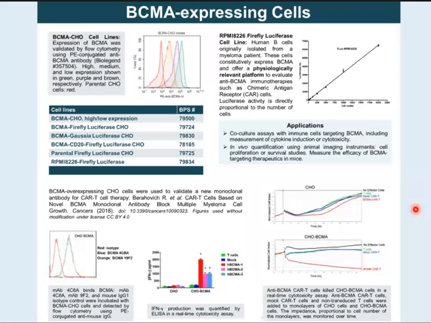BPS biologists have also generated a series of BCMA-expressing cells listed in this table. The BCMA CHO cells were selected for high, medium, or low expression of BCMA compared to the parental cells and shown here in flow cytometry. Other cell lines also express luciferase in addition to BCMA.